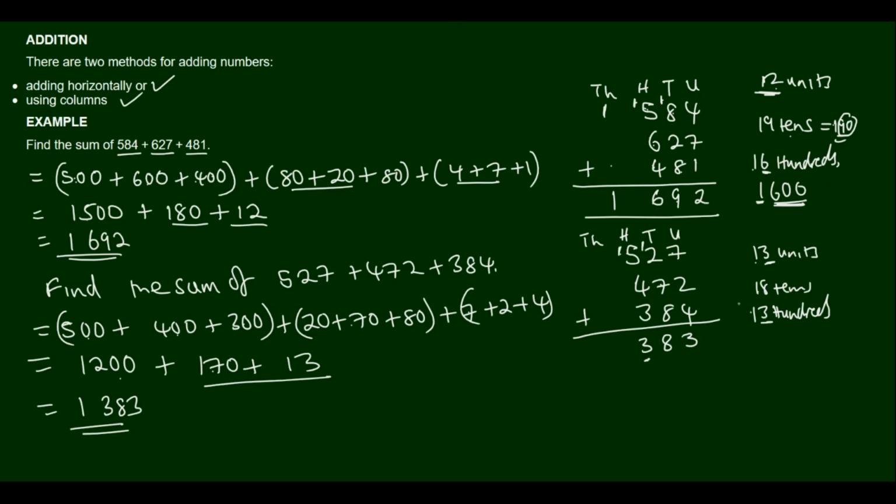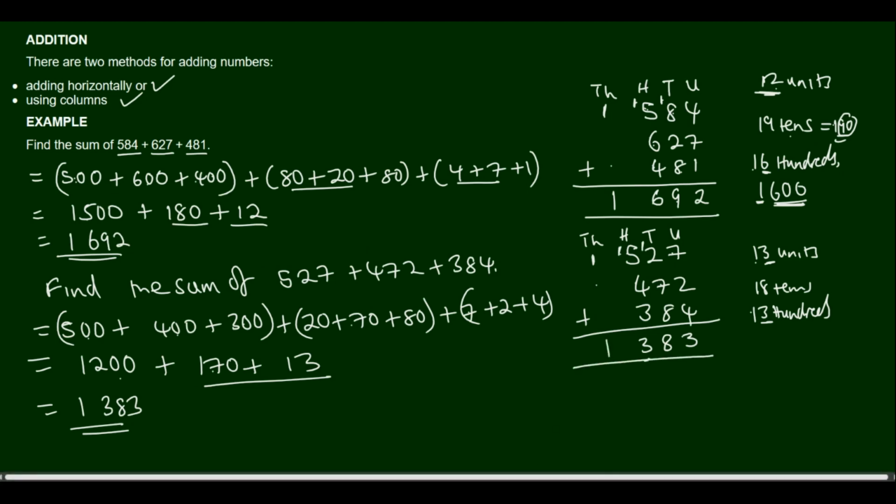We write it down like this. And then 1000. Then carry the 1000 to the thousands. Then it becomes 1 there. We don't have any other 1000. So it becomes 1 plus 0 plus 0, which is 1. Then we have 1383.